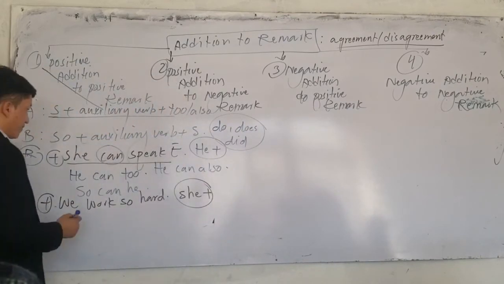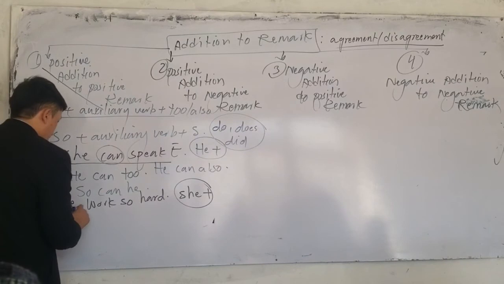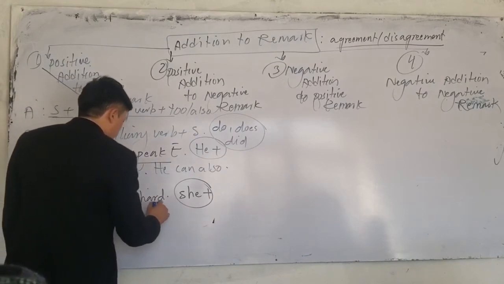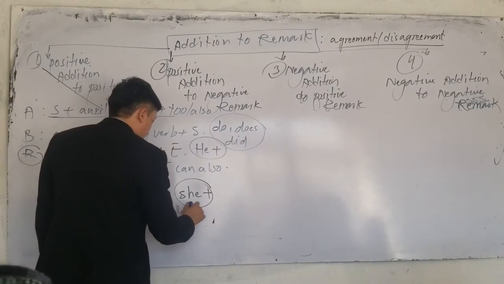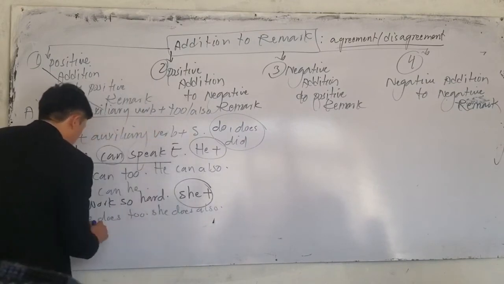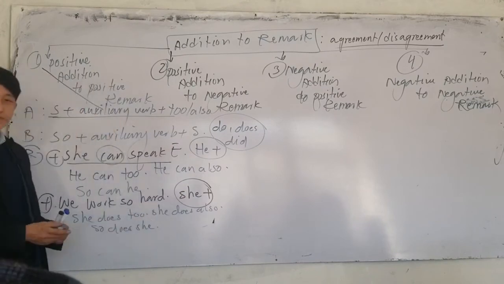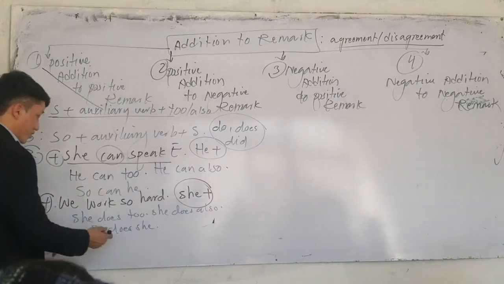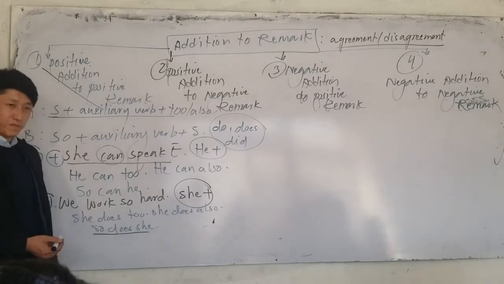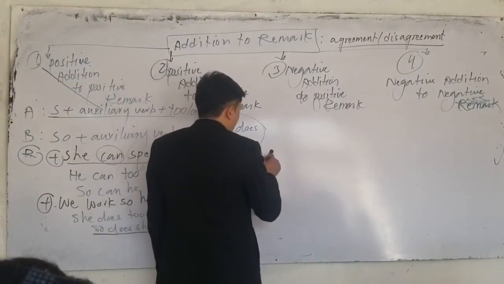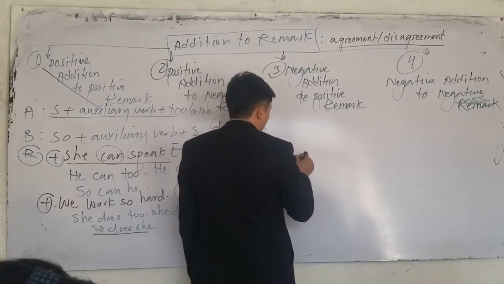What should I say now? We can say she does. Come on, she does too, or we can say she does also, or another way, so does she. Which one is quite common? So is very common. So does she. Or the next sentence, if I have another one, if I say I have a car.